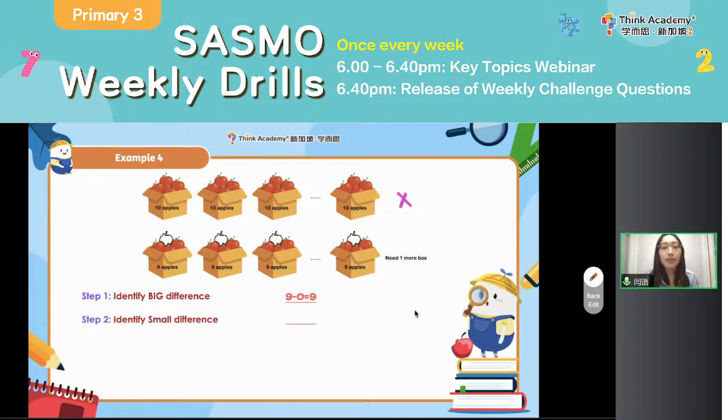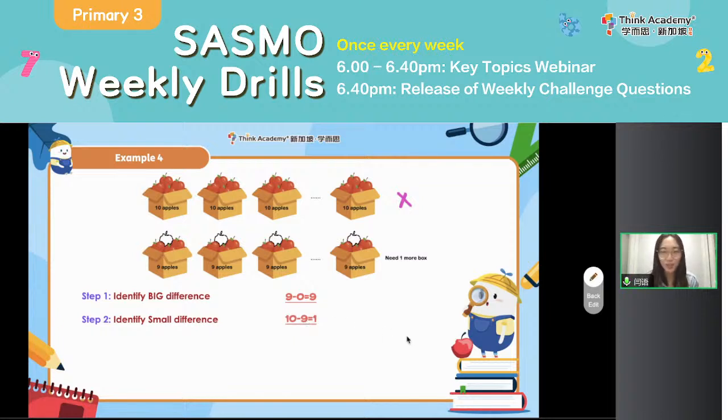Okay, following this, what about the small difference? Quickly, please tell me what is the small difference? I'm waiting for your answers. What is it? Is it hard? Wow, this is a K1 question, everyone. You can even count with your fingers, okay? What is it? Correct. 10 minus 9, that is 1, okay?